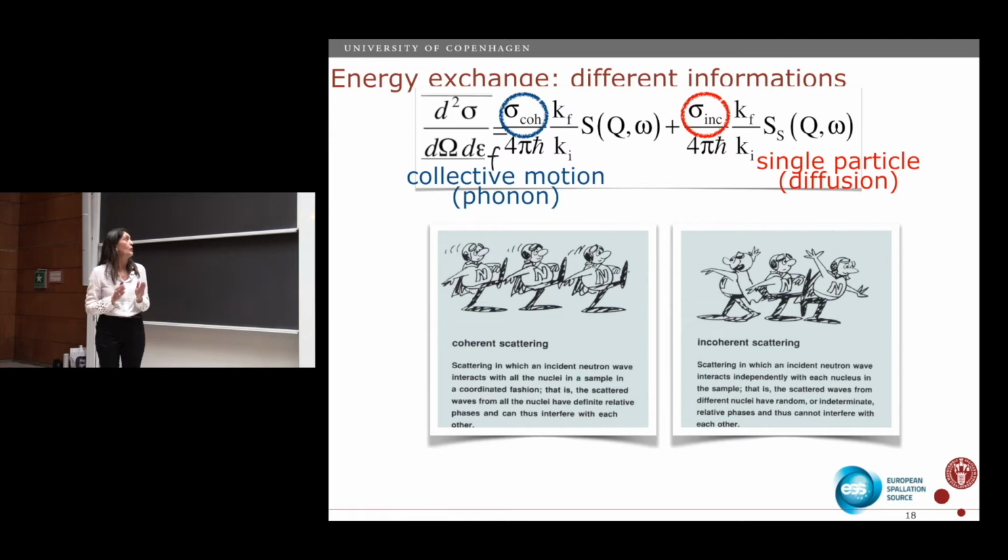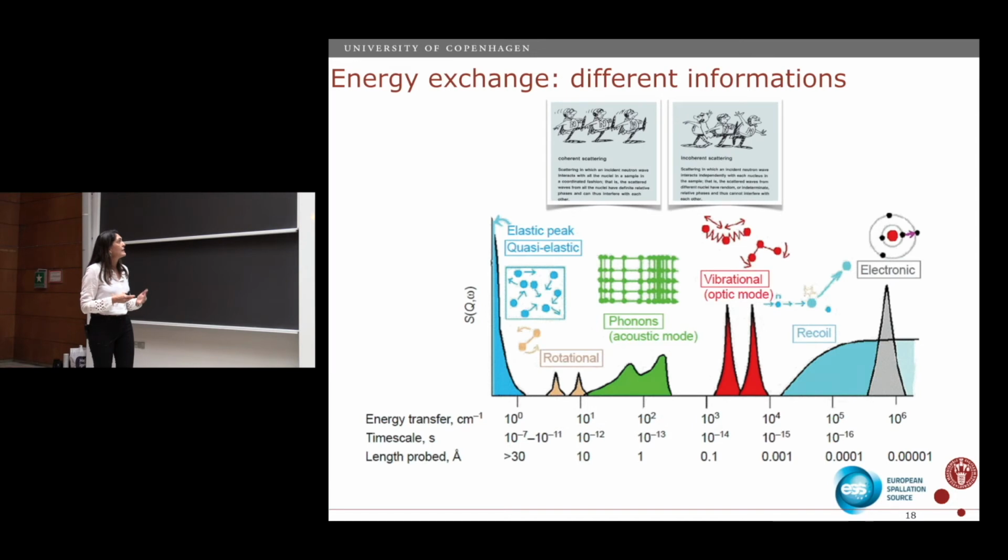So things are really moving like a marching band, or I have single particle diffusion, that you can imagine is what happens when you are on a dancing floor. I don't care, I just move. And because of that, we are able to measure all this energy transfer range, that can be translated to time scale, and that can also be translated to the length scale that I'm probing. So again, we have information in many different types of samples or materials.